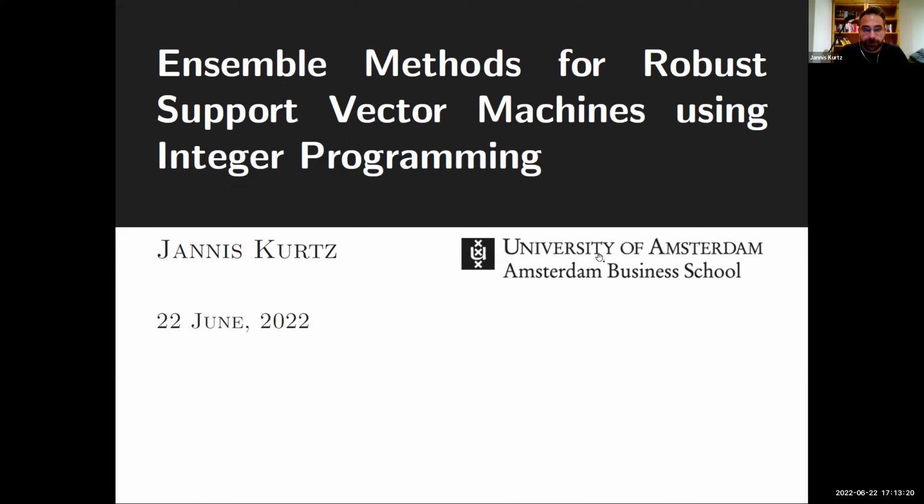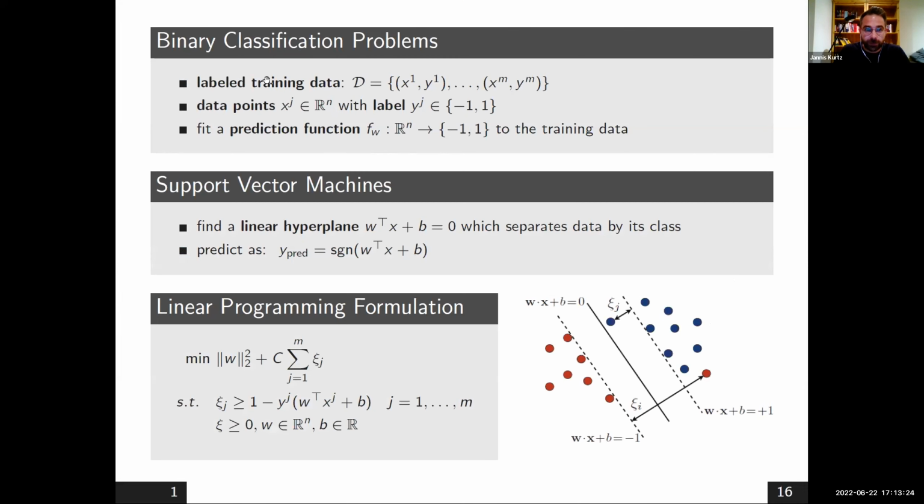I want to talk about ensemble methods for robust support vector machines. What I want to consider here are binary classification problems. So we have labeled training data here. Each data point is an n-dimensional vector and has label -1 or 1. And we want to fit a prediction function which predicts the right label for each point in a certain data space.